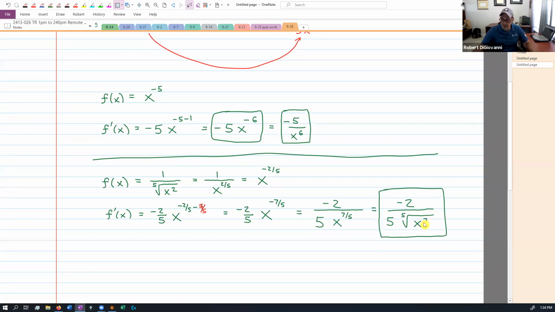Because you have 7 of these in here and you have a 5th root, so you could actually pop an x out, but I'm just going to leave it.